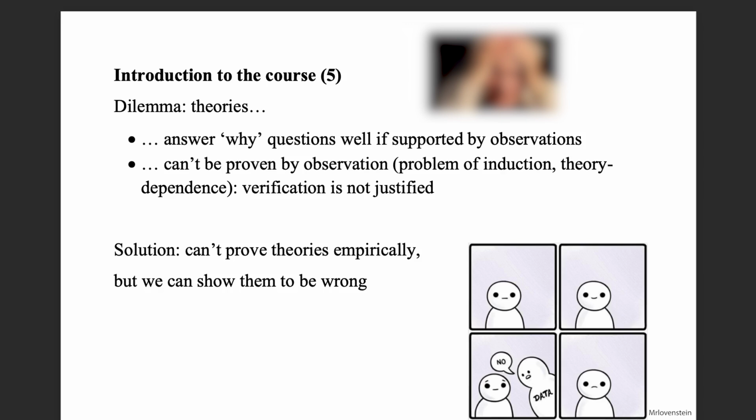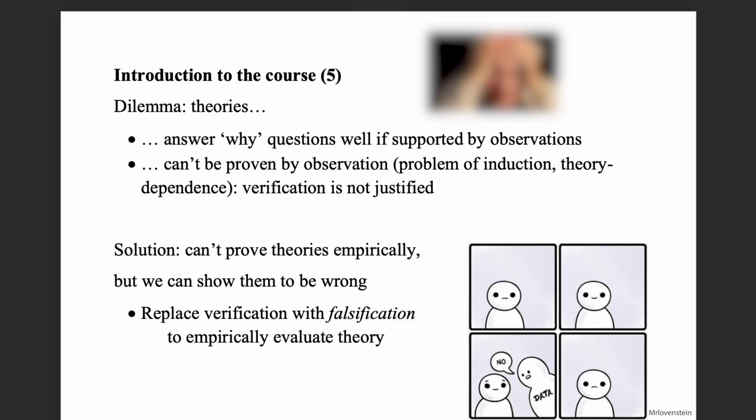And this teaches us something about how good our theory is in answering our why question. So in formal terms, verification is not the way forward, but what we can do is falsification. We can use falsification, so trying to prove your theory wrong by critically confronting it with the empirics that you have, the empirical observations that you have.